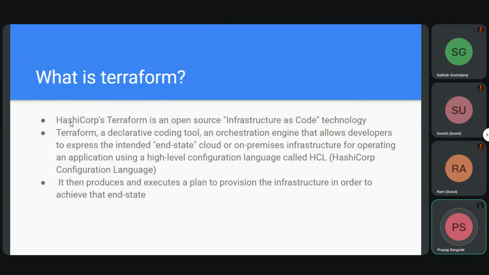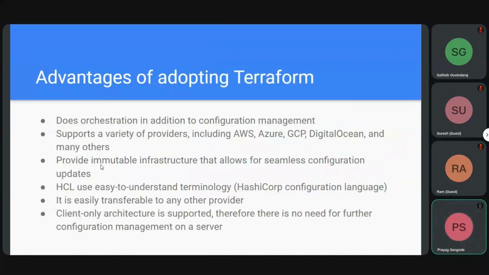So it is HashiCorp's product. HashiCorp means it is the company who created Terraform. HashiCorp is very famous. They have some other products as well, like Vault, Consul, Nomad, and all. Okay, so let's learn about its advantages.